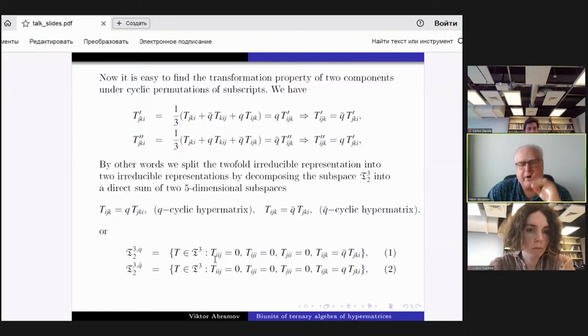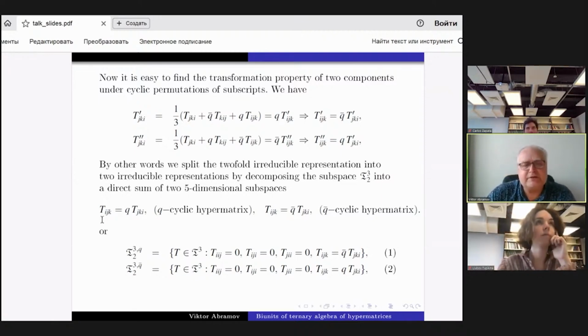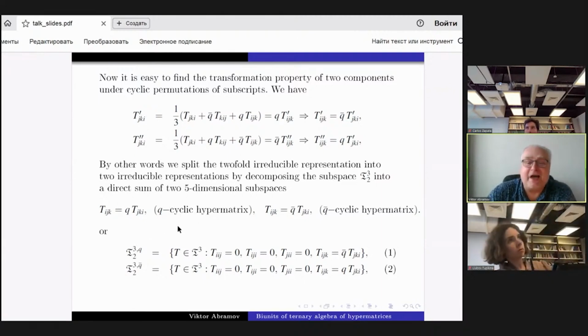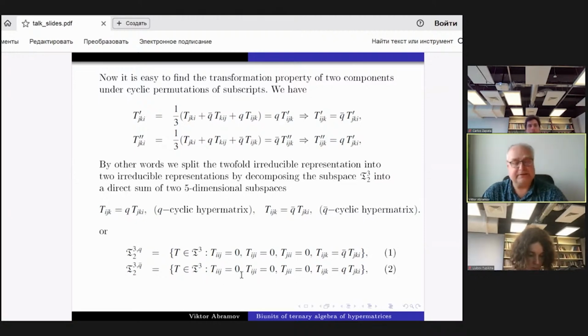So we have no firmly established terminology in this field, and Richard called this J skew-symmetric. I call this q-cyclic hypermatrix. So a q-cyclic hypermatrix means, in my talk, that first it transforms under the cyclic permutation with the Q, and of course, this hypermatrix should be traceless by any pair of indices.